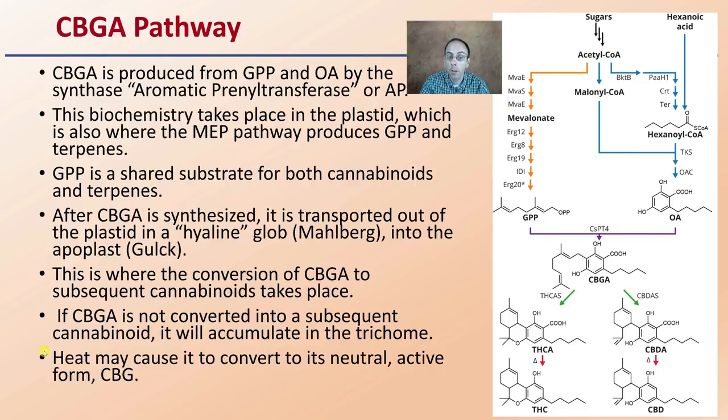Now, heat may cause a conversion to its neutral active form, just CBG, because heat will cause CBGA to basically be converted to CBG. So the take-home message here is, if we're more familiar with THC or CBD, and we look back at the chemical processes of the plant, it all originated in the CBGA production of the plant. So if a plant is a poor producer of CBGA, it will also be a poor producer of some other cannabinoids you might be more familiar with.